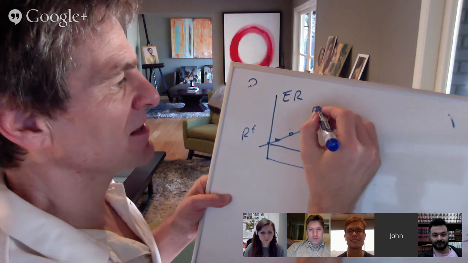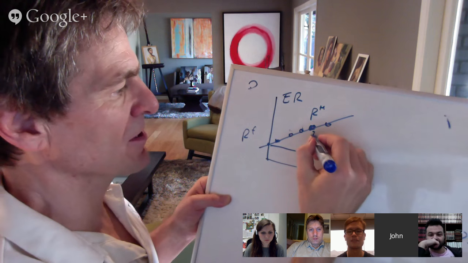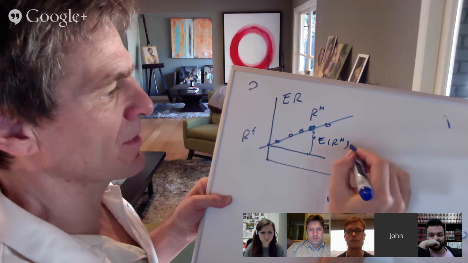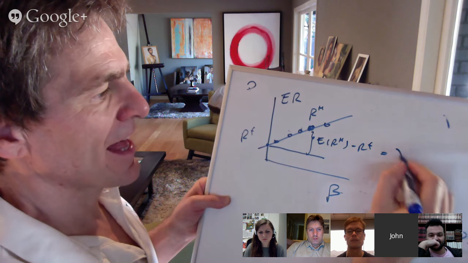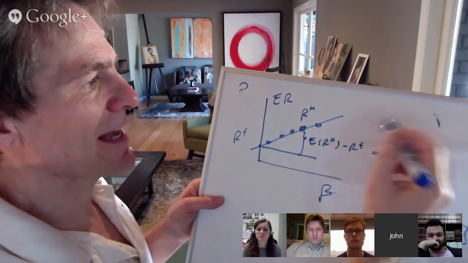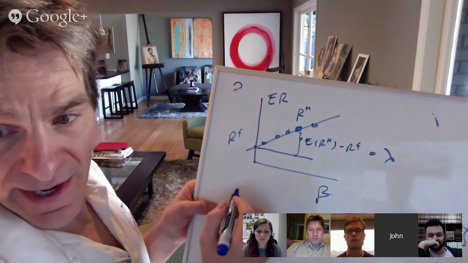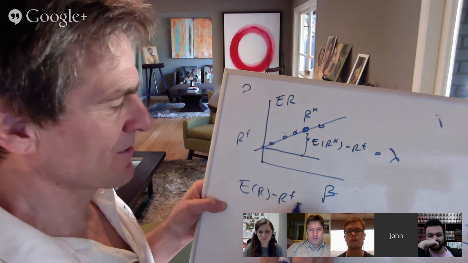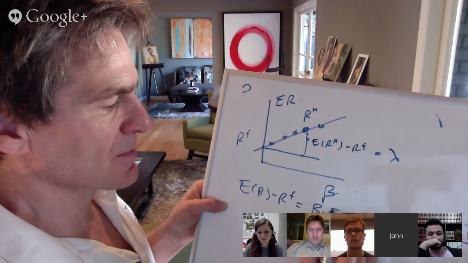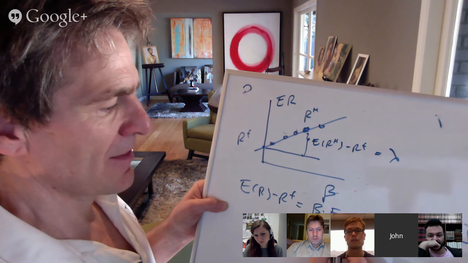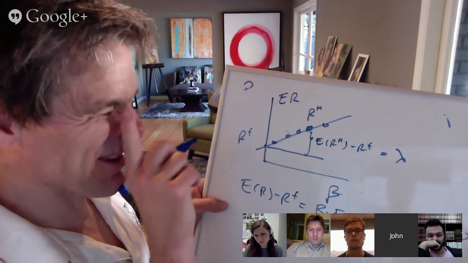Let me just do it in the context of the CAPM. And there's the market return. So there's the expected return on the market, E of Rm minus Rf. And that is the same thing. We use the word lambda for that. So the capital asset pricing model is written expected return minus Rf equals beta times expected market return minus Rf, and that thing is also what we call lambda.